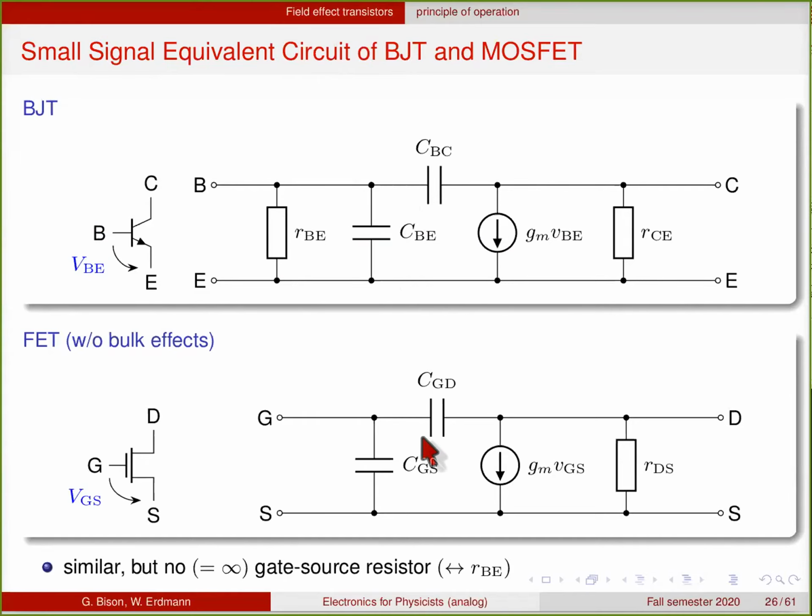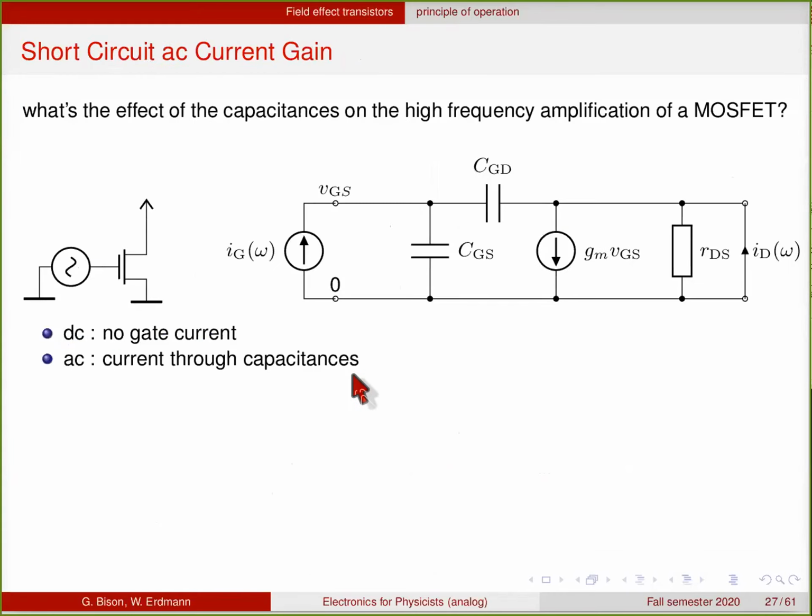And basically the same for the field effect transistor. Here the drain current is modulated by the gate source voltage. There is some output resistance due to the channel length variation, but there is no input resistance here, because there will be no DC current flowing into the gate. So we can again look at what happens when we go to high frequencies now, and try to see what is the effect of these capacitances here.